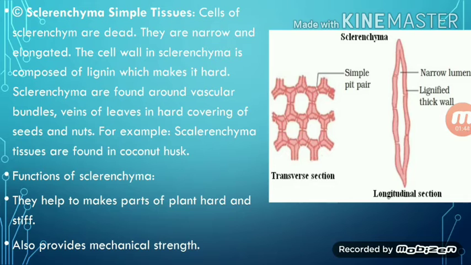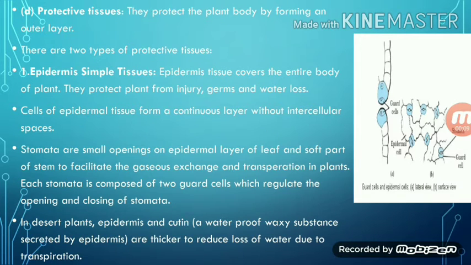The functions are they make parts of the plant hard and stiff, as I already discussed, and also provide mechanical support. See this transverse section and longitudinal section; you have to draw this, remember, and try to label all this diagram. Protective tissues.